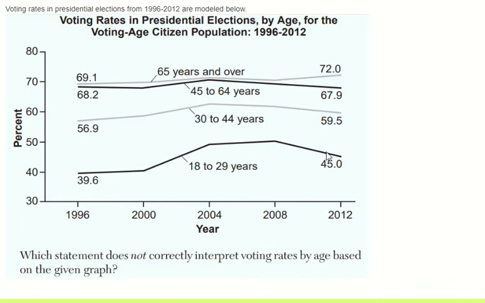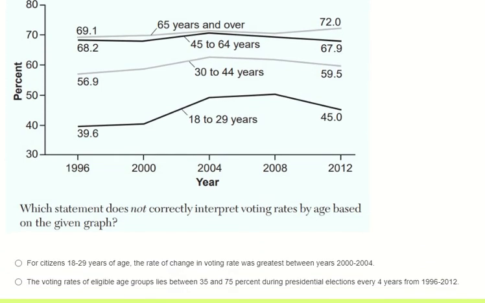This set represents 18 to 29. This set represents 30 to 44. The lower line, 45 to 64. The upper line, 65 and over. So what we're doing is just looking for the graph and saying true or false.